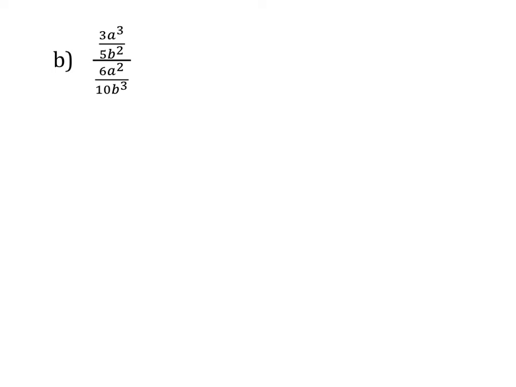Another one here, similar problem. I might use blue now. So I'm going to write it separately first. So we have 3a cubed over 5b squared divided by 6a squared over 10b to the third power. From there, I can actually simplify a bunch already. 6 and 10, I know will simplify to 3 and 5.